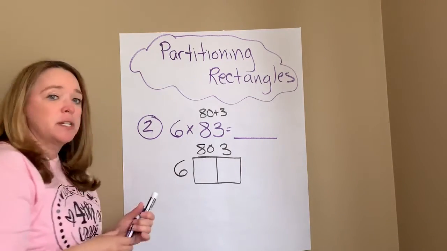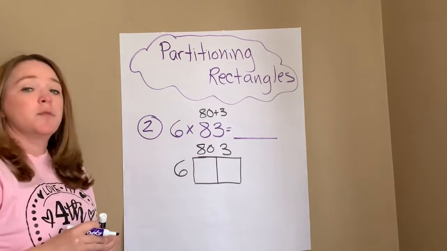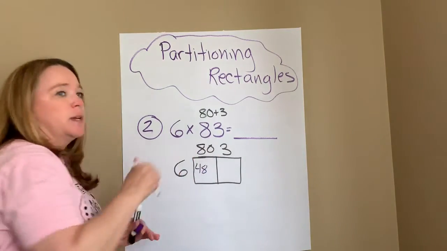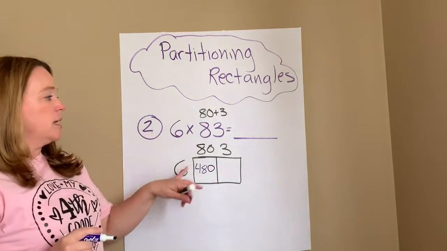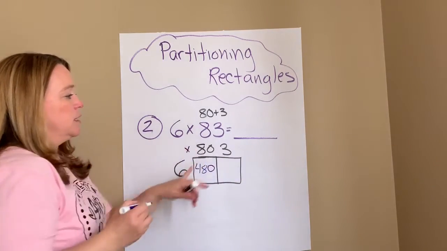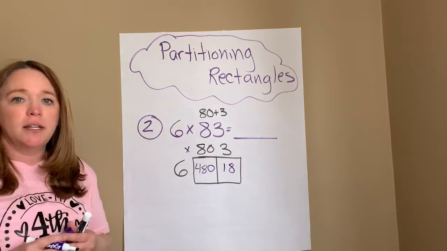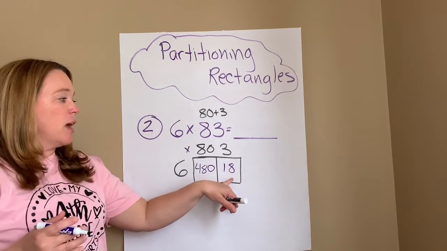So now we broke up our tens and our ones. 6 times 80: first we're going to say 6 times 8, which is 48. Since we have a 0 on the end, we're just going to add a 0. And then our next multiplication problem is 6 times 3, which is 18. Now, are we done yet? No, just like we did before, we have to actually add the products together.